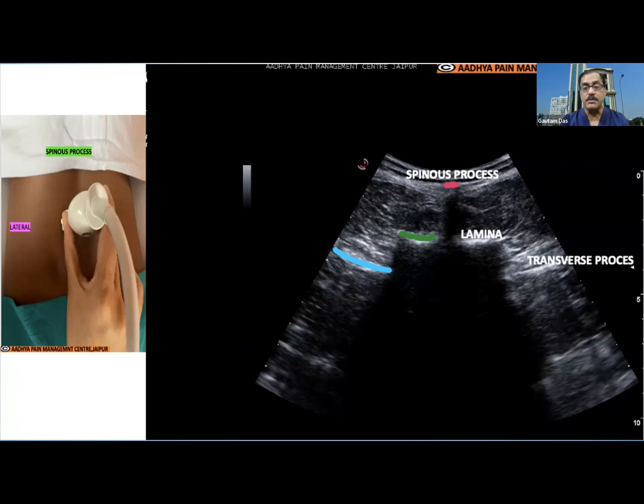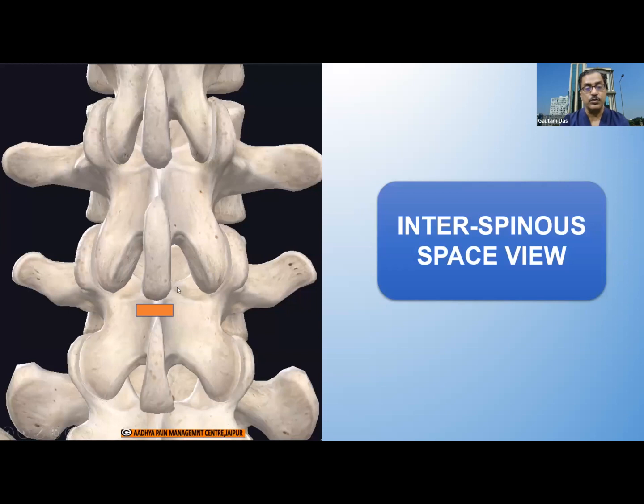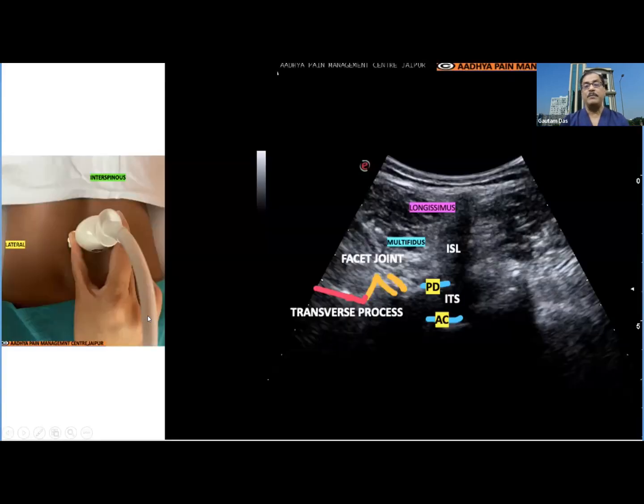But if we are in between the two transverse processes, when the probe is here, then we'll be able to see the intrathecal structures, the posterior complex, the anterior complex, and also the facet joints in a better view.